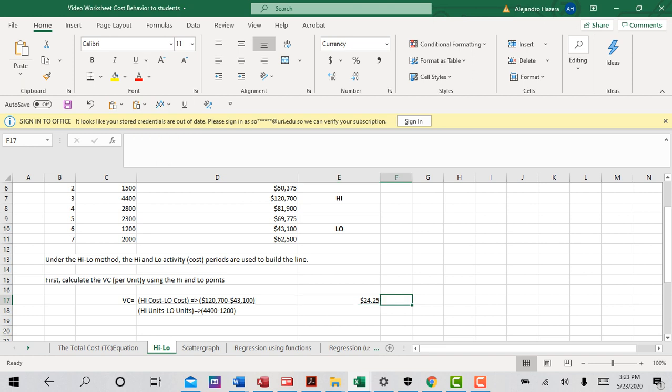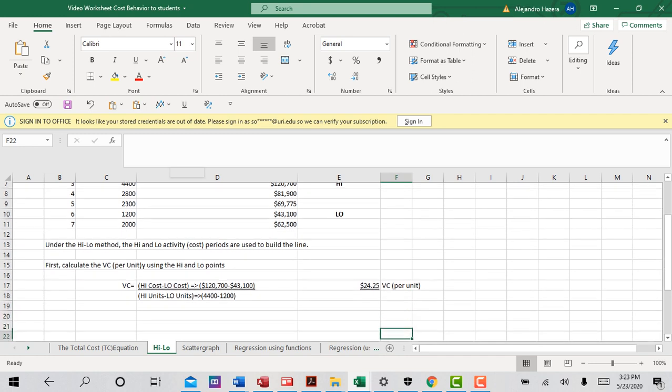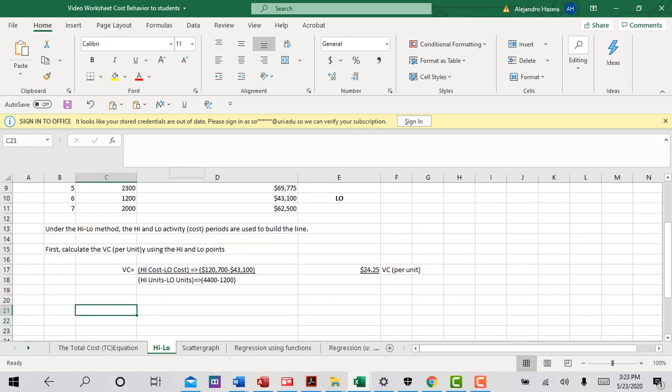And so this is your variable cost, and I'm using VC, just variable cost per unit. Okay, so there's your variable cost per unit right there. And now we've got to figure out our total fixed costs. The next thing to do is to figure out your total fixed costs. Then we can put the line together and see what type of things we get here.